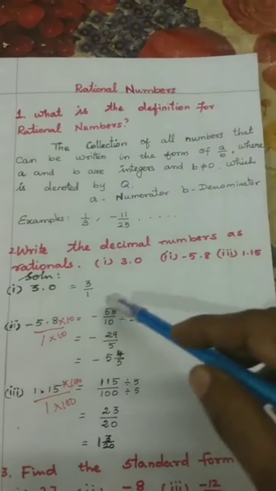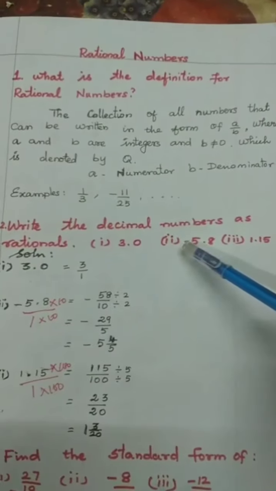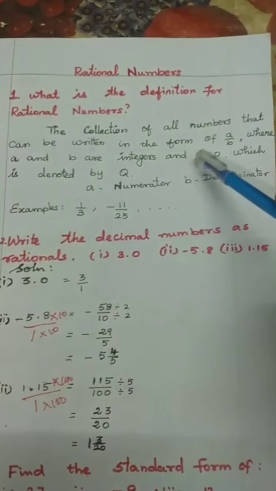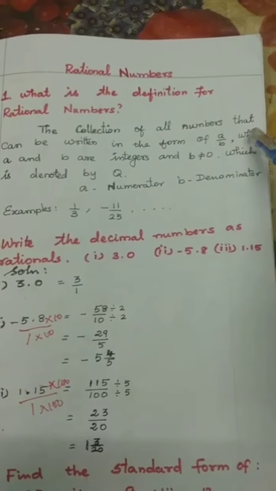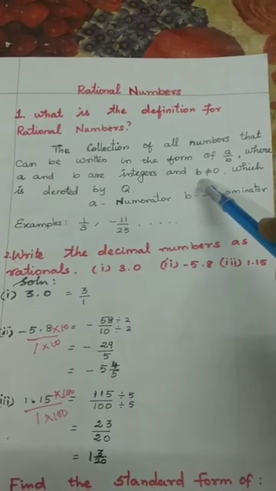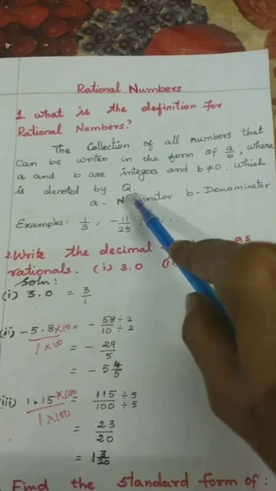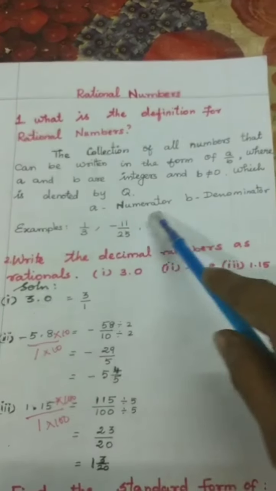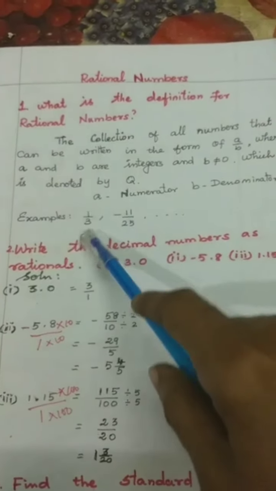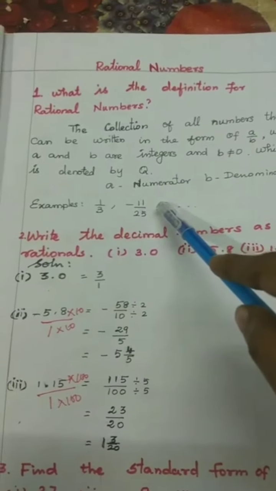Okay. Now we'll see what is the definition for rational numbers. The collection of all numbers that can be written in the form of a by b, where a and b are integers and b is not equal to 0, is denoted by Q. Then a is the numerator and b is the denominator. Example: 1 by 3, minus 11 by 25.